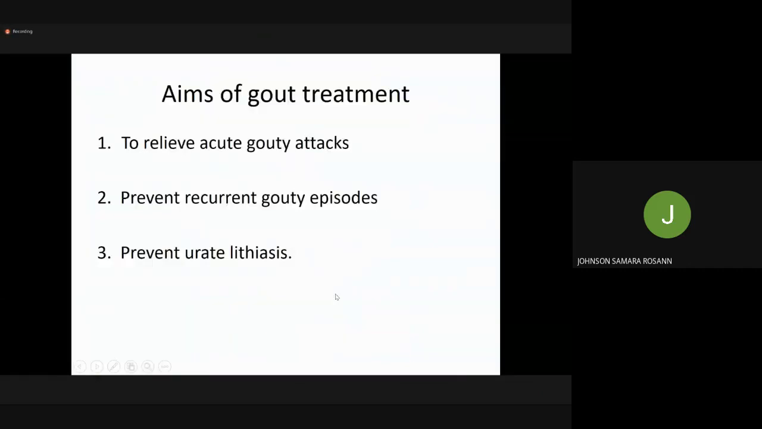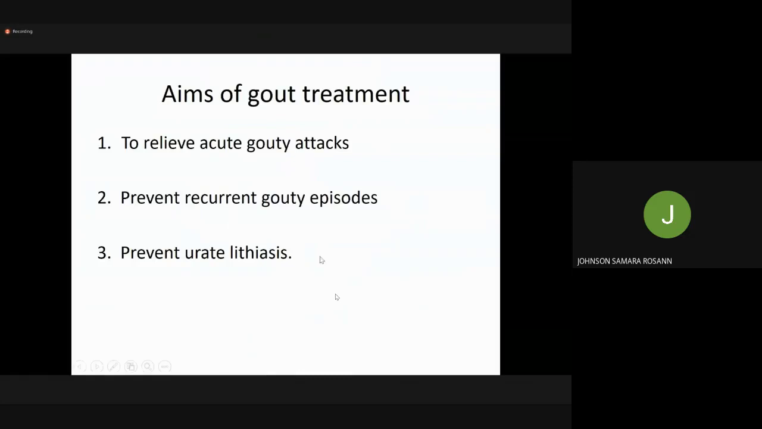So the aims of gout treatment: one, your patient coming in with pain just wants to get rid of the pain at that particular point. So number one, to relieve the acute gouty attack. But then you always have to remember that even if you deal with the acute attack, your patient will still come back if you don't deal with the underlying condition, which is excessive uric acid. So you want to prevent recurrent gouty episodes by reducing the uric acid levels in that patient.